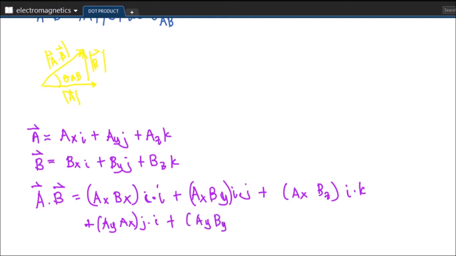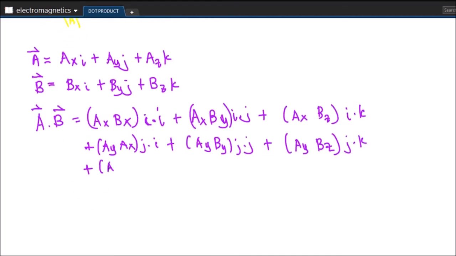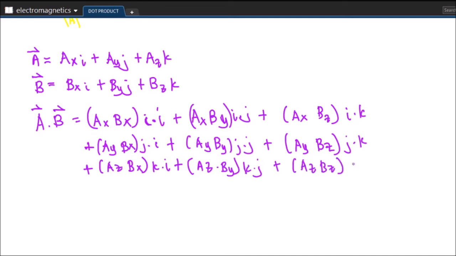AY BY, this will be j dot j, plus AY BZ j dot k, plus AZ BX k dot i. I believe this one is not a but BX, so we just correct this here. Plus AZ BY k dot j, plus AZ BZ k dot k.